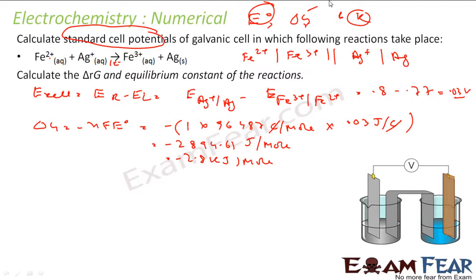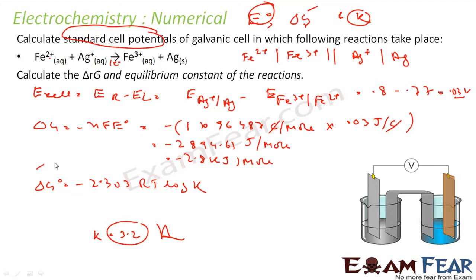Delta G is done. Same thing, K you can find, delta G naught is equal to minus 2.303 RT log K. You put all the values in this equation, I won't solve it for you. You get K as 3.2, and that is my answer. Because in this I know delta G naught, this is 2894.61 joule per mole. It has to be in joule per mole, not in kilojoule per mole, right? And then R we know 8.314, T is 298. Put the values, get the answer.